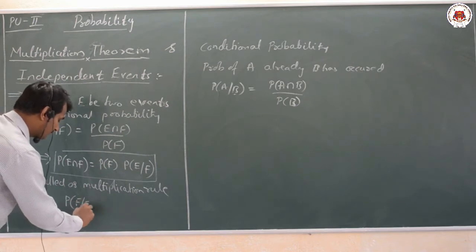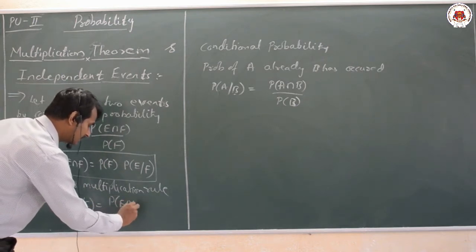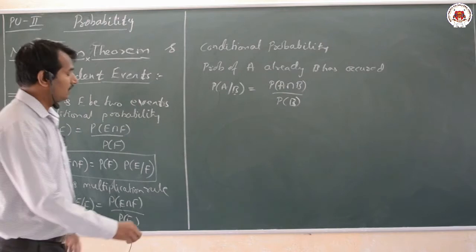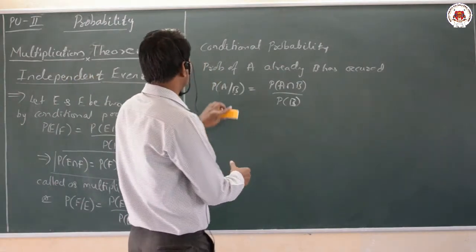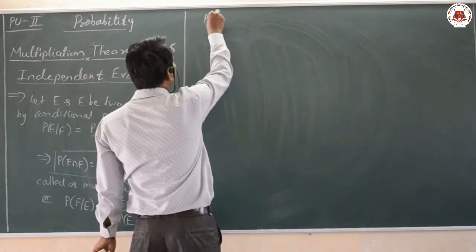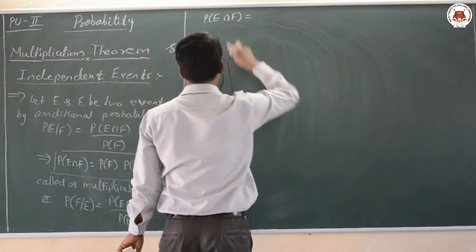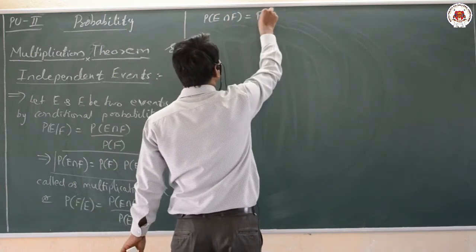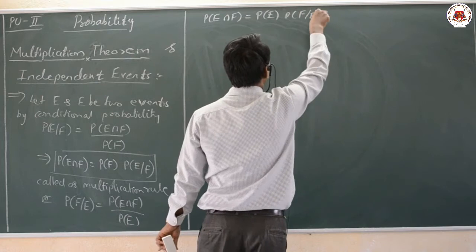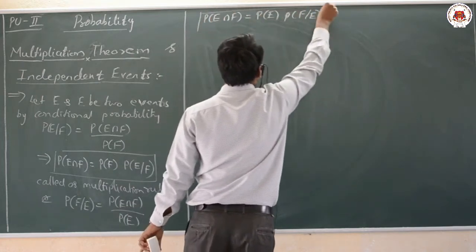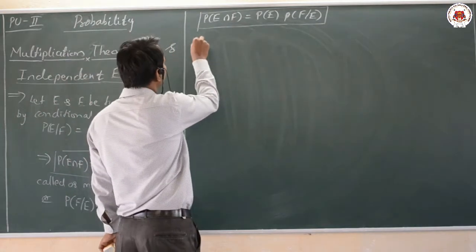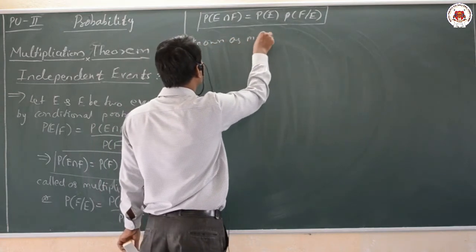that is P of E intersection F divided by P of E. Now I will multiply by P of E. So what we get is P of E intersection F equals P of E into P of F bar E, according to the definition. This is also known as the multiplication rule.